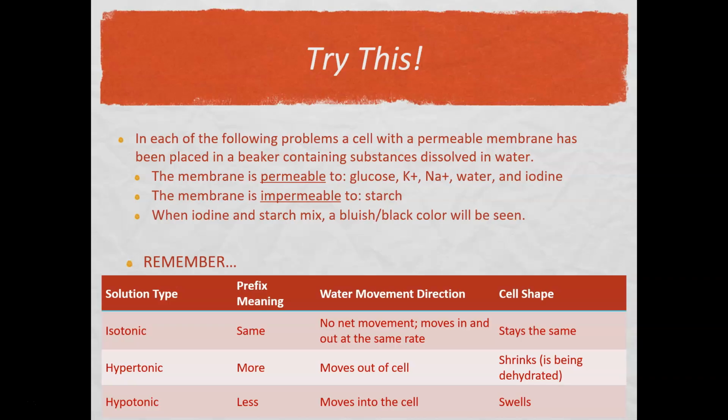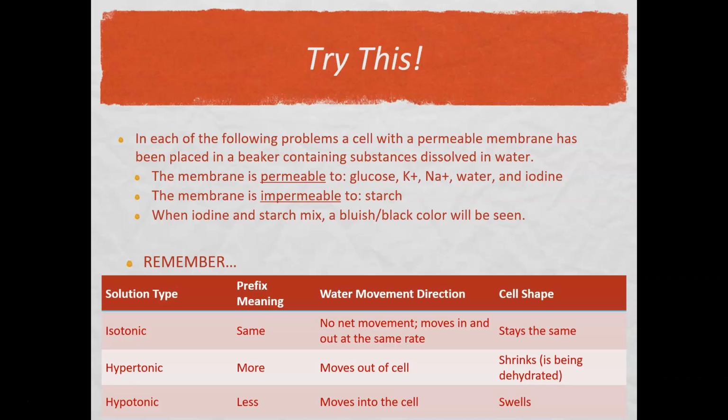Something else that's going to come up in a particular question is this idea that when you mix iodine and starch together, you actually get this bluish black color. So iodine by itself is sort of yellow, the starch is white. And when they mix together, they go through a chemical reaction and create this bluish black color change.